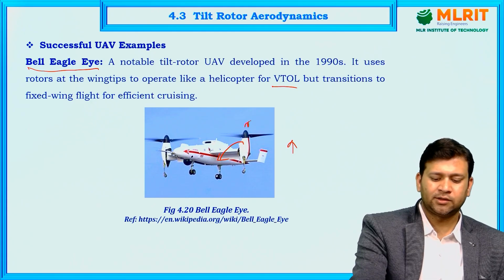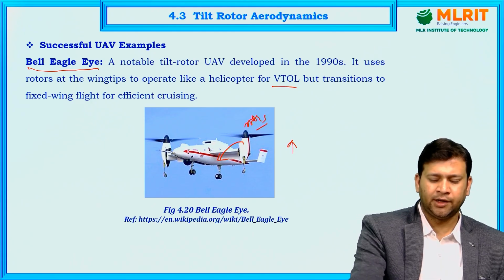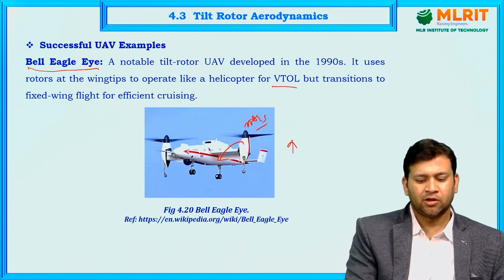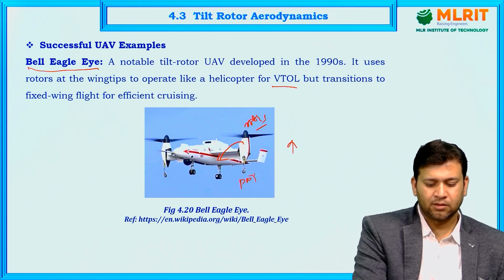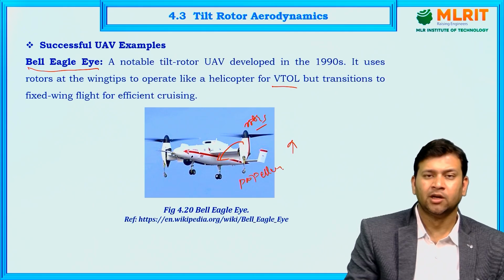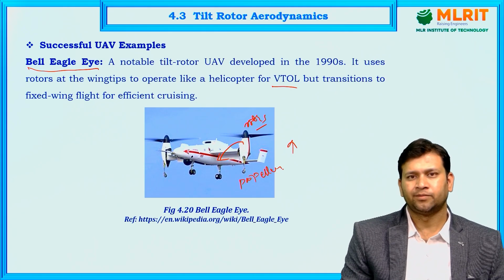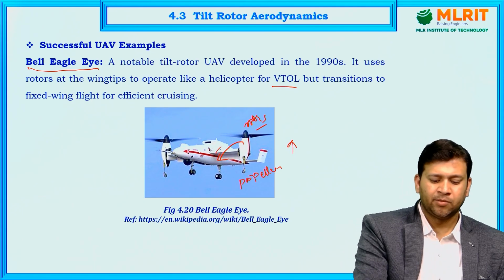These rotors, which are vertical, become propellers and act like propellers when it is in forward flight, and this wing provides sufficient lift during the cruise flight.